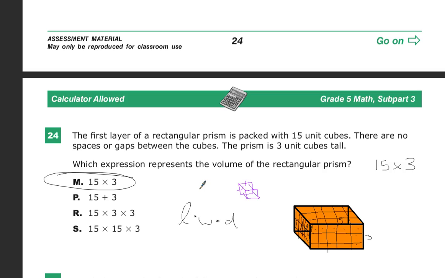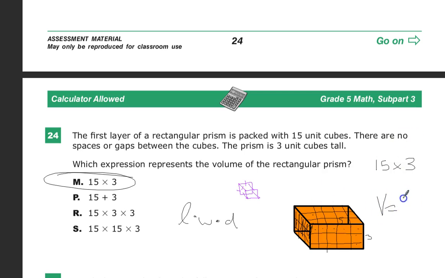Which expression represents the volume? Now, it doesn't say which expressions. They love to do multiple ones here. But it's 15 times 3, because I have one group of 15, two groups of 15, three groups of 15. If they tell you that a space is packed with a certain number of unit cubes, they're telling you, hey, pay close attention. This will tell you where the area of the base of the shape is going to be. And then they'll tell you how many of those that you have.